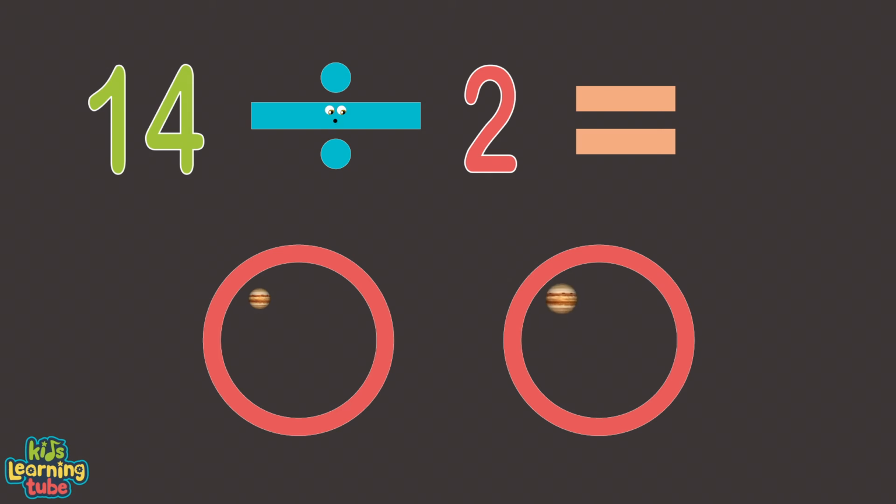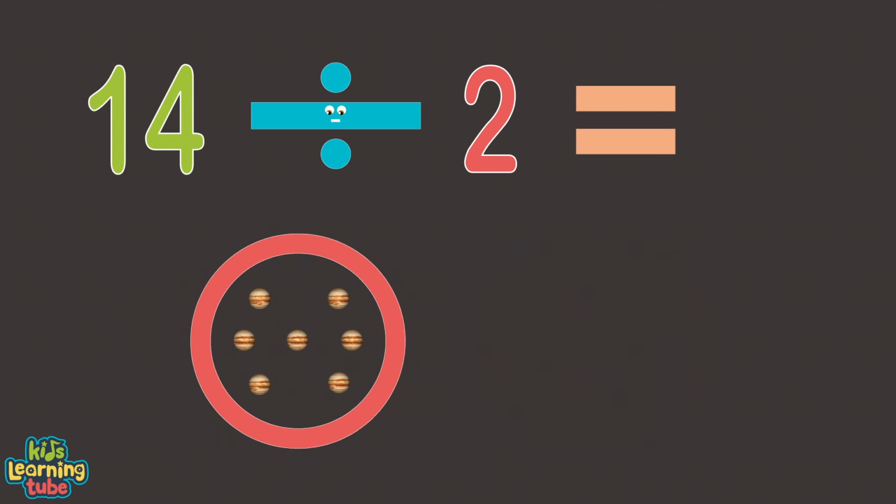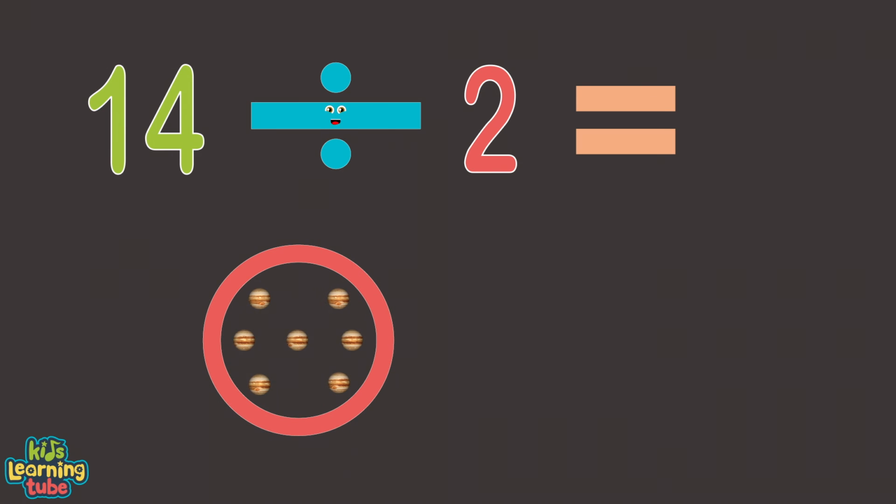1, 2, 3, 4, 5, 6, 7, 8. You're doing great. 9, 10, 11, 12, 13, 14. Your counting is really swell. Now that we've counted 14 dots within the 2 circles we drew, let's count how many dots are in one circle to see how many we accrued.